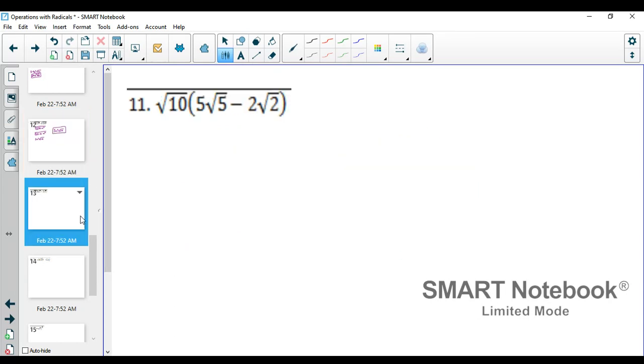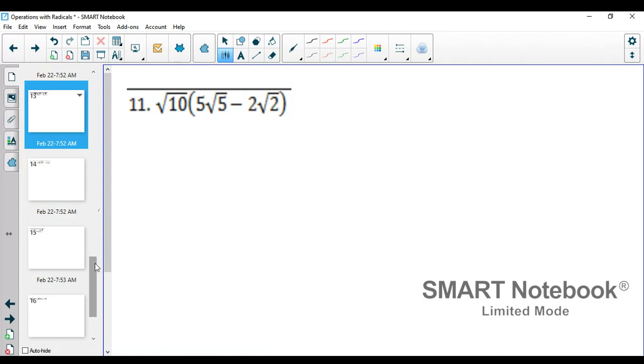All right, so number 11, we have the square root of 10 times the quantity 5 square root of 5 minus 2 square root of 2. So this is just distributive property. So you're just going to distribute the square root of 10 into the parentheses. So the square root of 10 times 5 square root of 5 becomes 5 square root of 50.